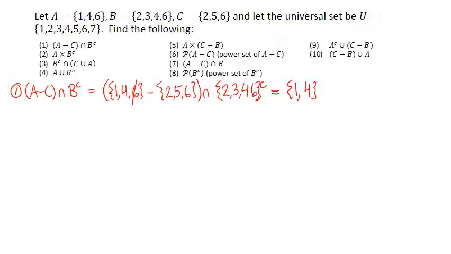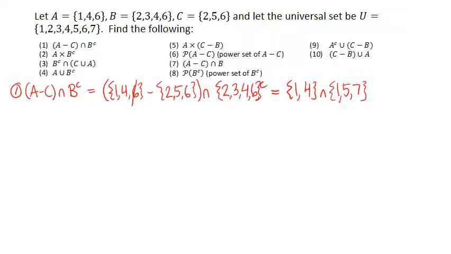Then I'm going to have this intersection here, and now let me go ahead and do the complement. So the complement of the set containing 2, 3, 4, 6 is going to be everything that's in the universe and not in {2, 3, 4, 6}. So basically everything in 1, 2, 3, 4, 5, 6, 7 that is not 2, 3, 4, or 6. And so this is going to leave me with 1, 5, and 7.